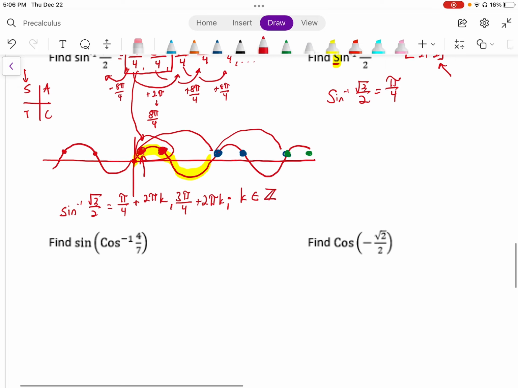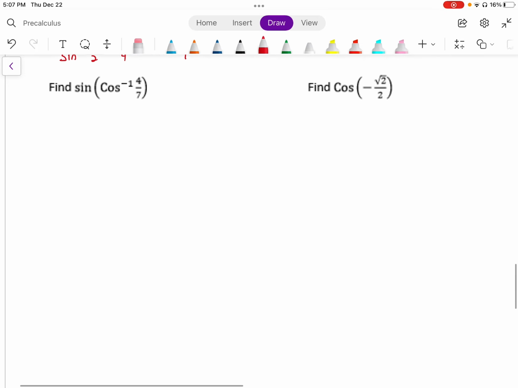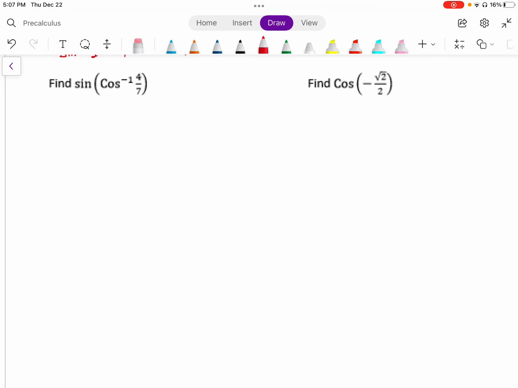All right. Moving on to this next example. This one is different for a couple different reasons.